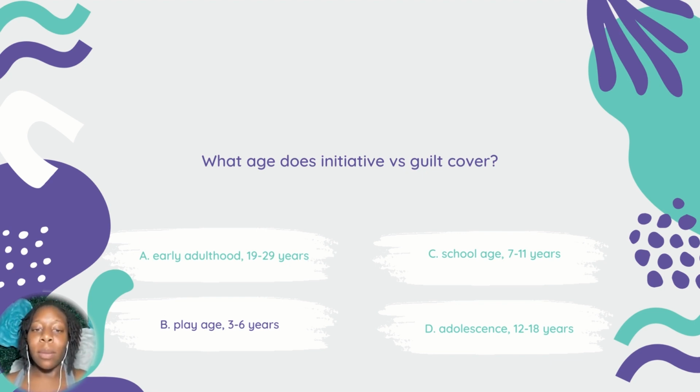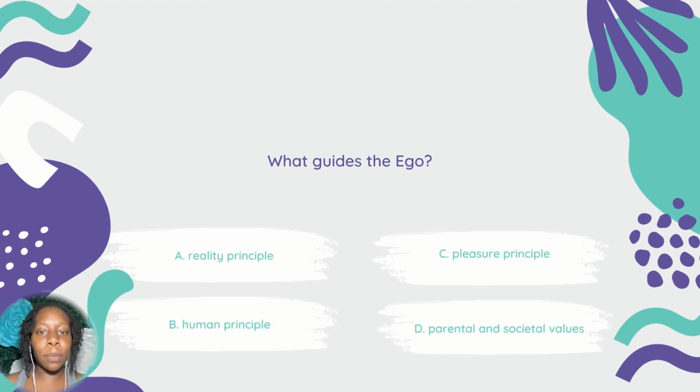So the only one that makes the most sense is 3 to 6 year olds. If you think about engaging with 3 and 6 year old family members, sometimes they want to take initiative, but when they make a mistake, they feel guilty. So they go hide in a corner, or they apologize a lot. That's usually what you see in that age range. All right. What guides the ego? I'll give you 10 seconds on this.